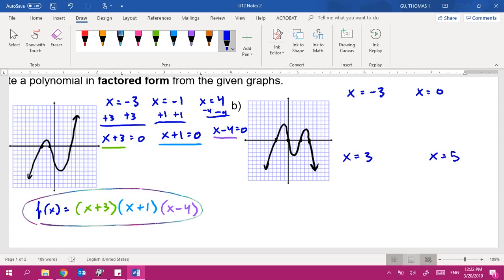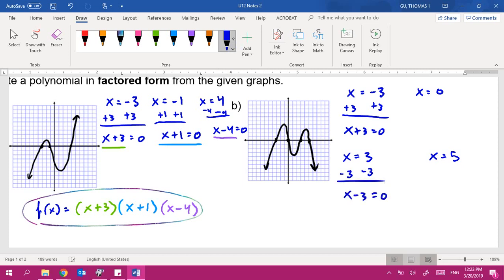All right, so now that I've got my solutions, what do I do with those solutions? We're trying to set them equal to 0, right? So we have x plus 3 equals 0. And then, what about x equals 0? That one's already set equal to 0, so we don't have to do anything with that. The factor is just x. Okay, the next one, x equals 3. Subtract 3, so x minus 3 equals 0.